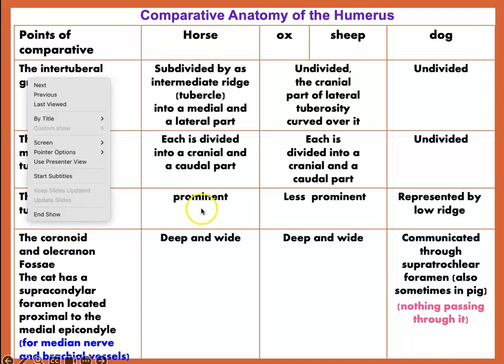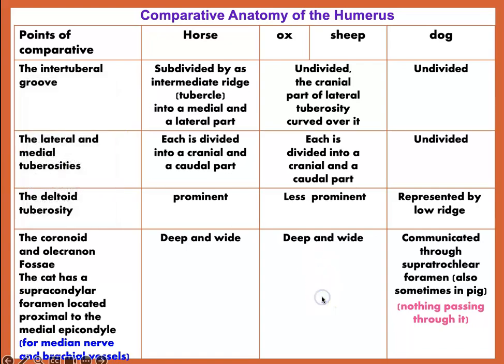Interesting to find is that they communicate in case of the dog to form what's called the supratrochlear foramen, which is empty in the dog. However, in the cat, this is the supratrochlear in dog, but in cat it is known as supracondylar. And we have some structures passing through the supracondylar foramen in the cat, which are the median nerve and the brachial vessels.